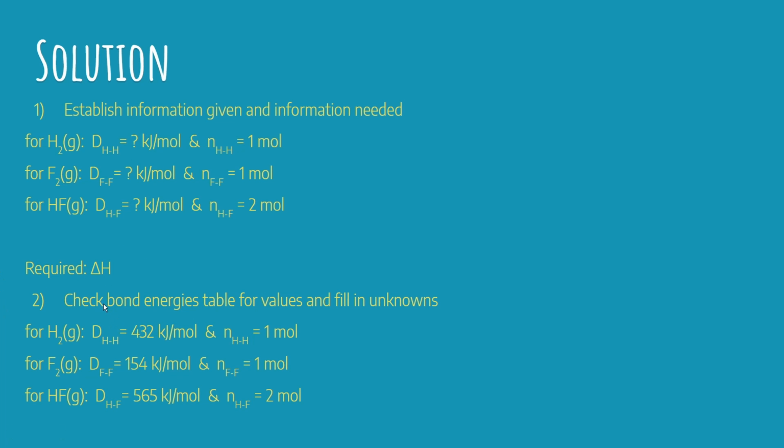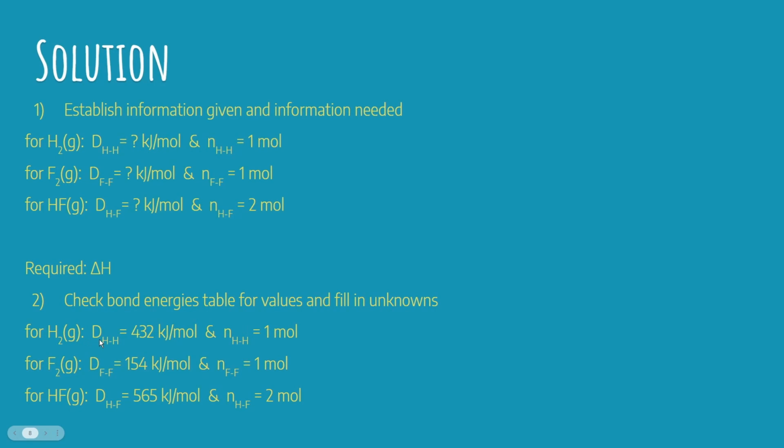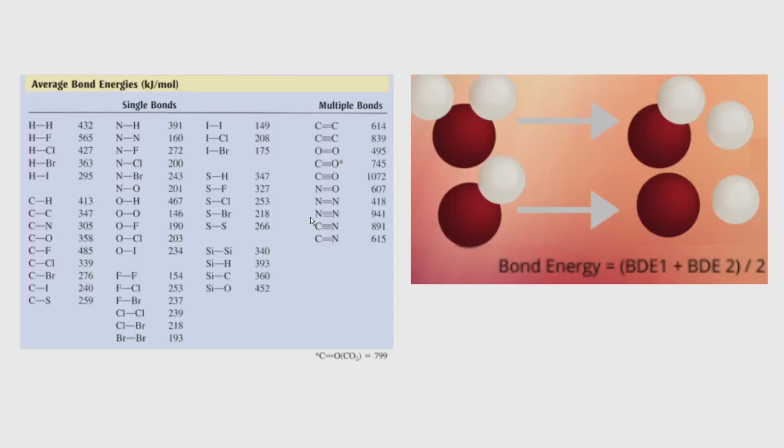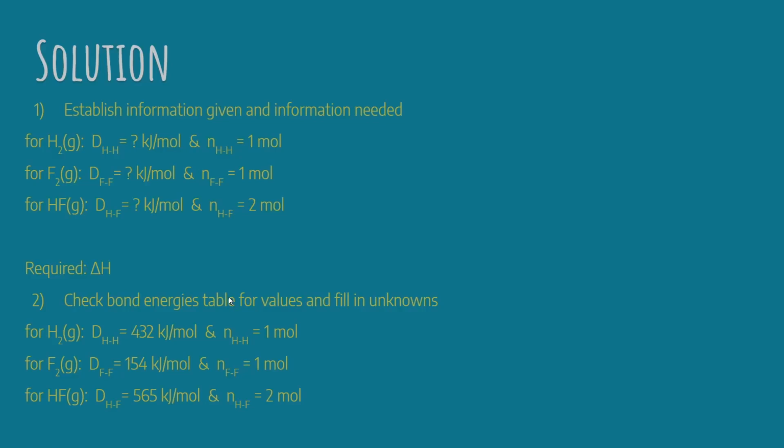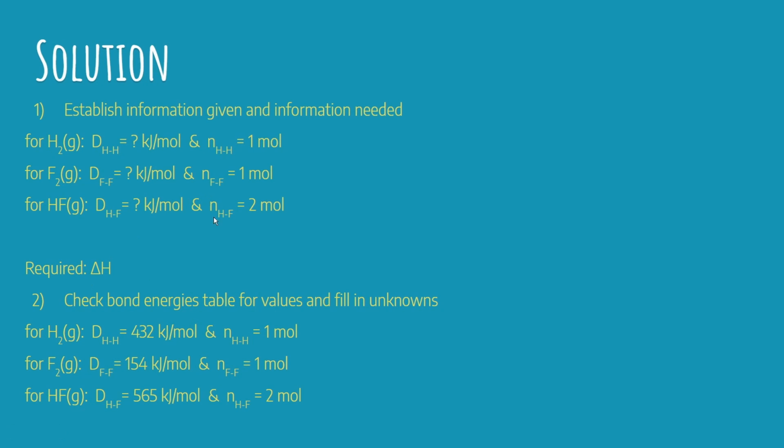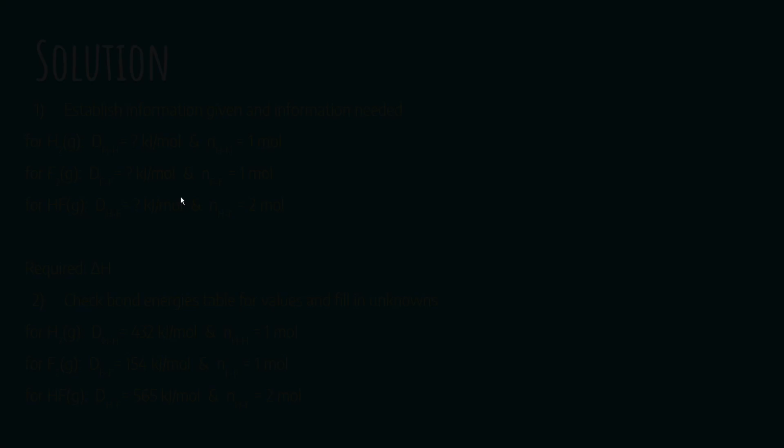Step 2 is to check the bond energies table for values and fill in unknowns. Before we go back, let's see what we're looking for. We want H-H, F-F, and H-F, and these are all single bonds, note that. H-H is 432, H-F is 565, and I forgot the last one, but you get there. You can go back and forth. On the test or in the quiz or whatever, you'd have the information in front of you.